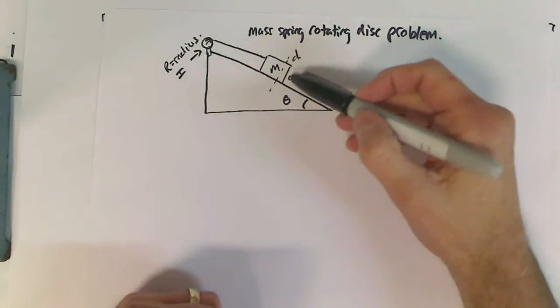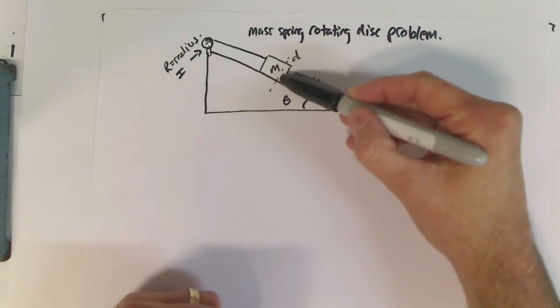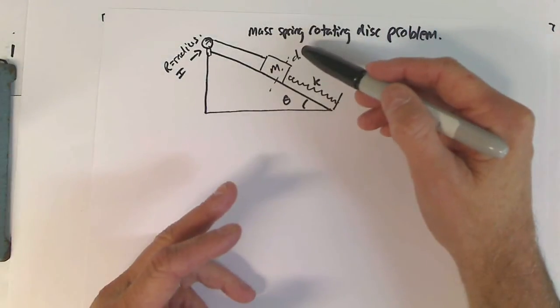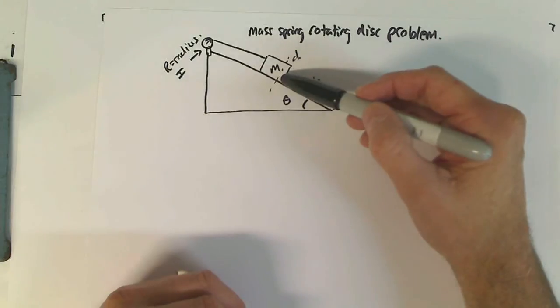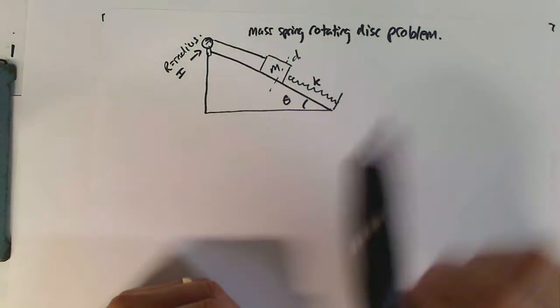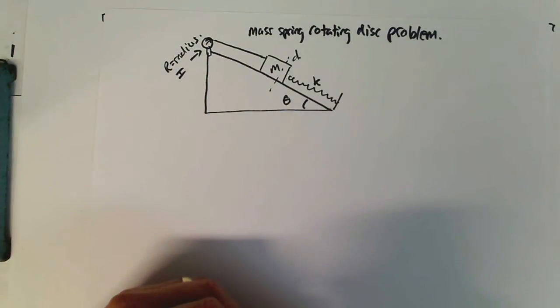Now, with this mass just sitting here normally, unstretched means the position it's at right now. Obviously a mass in this position has compressed the spring a little bit, but we don't have to worry about it. We're talking unstretched in the situation we've got right now.